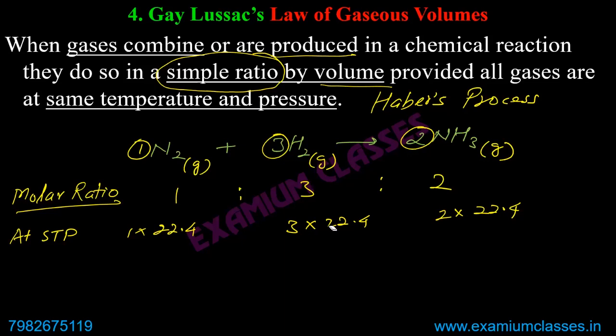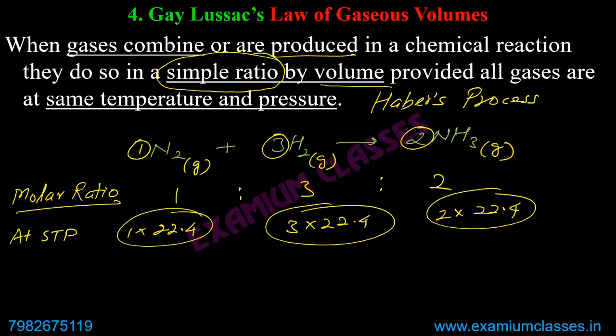It means it is in the ratio of their volume also. If you simplify this ratio, you divide by 22.4, you will again get same ratio. So in case of gases, molar ratio and volume ratios are same, because it is just a factor of 22.4. You need to multiply the moles to get the volume at STP.